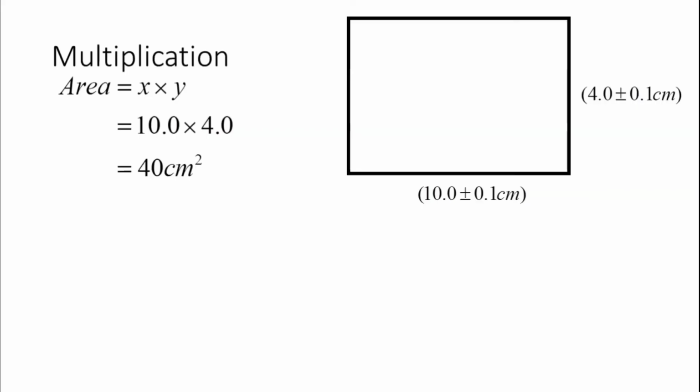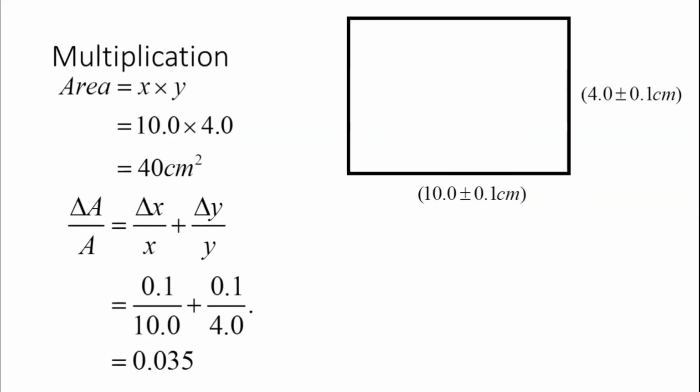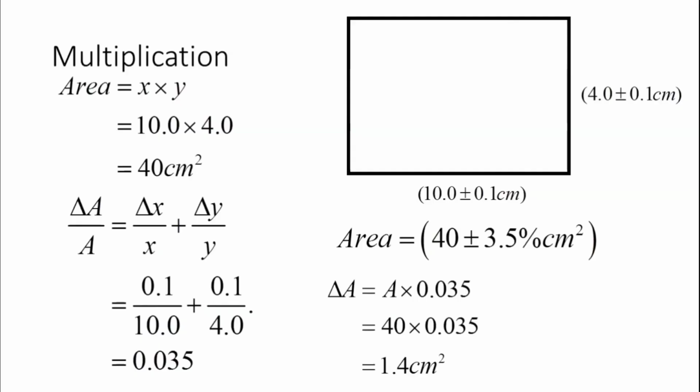We first calculate the relative uncertainty for area. The relative uncertainty for multiplication is just the sum of the individual relative uncertainties. Thus, we have delta x over x plus delta y over y. This gives us the relative uncertainty of 0.035, or the percentage uncertainty as 3.5%. To get the uncertainty for area, we multiply the relative uncertainty with the area. 0.035 times 40, we get 1.4.